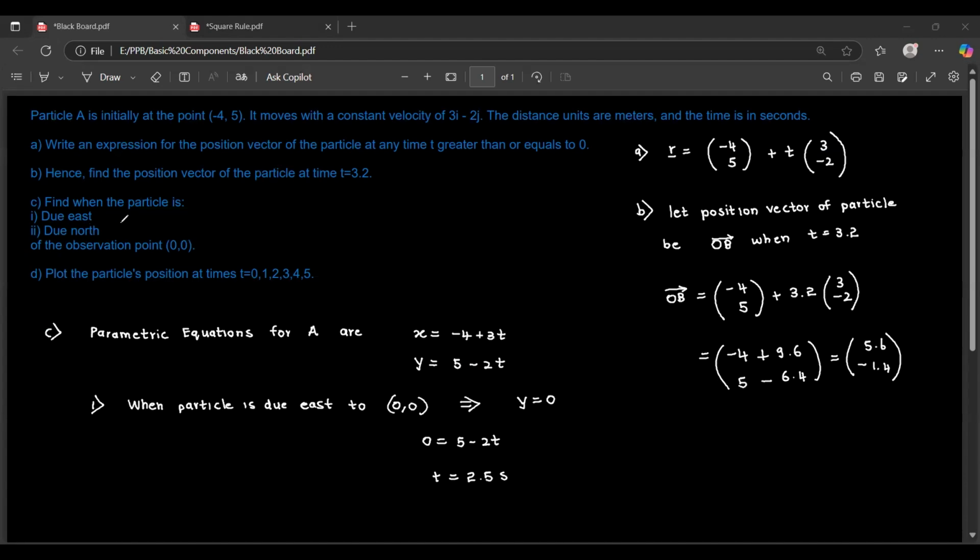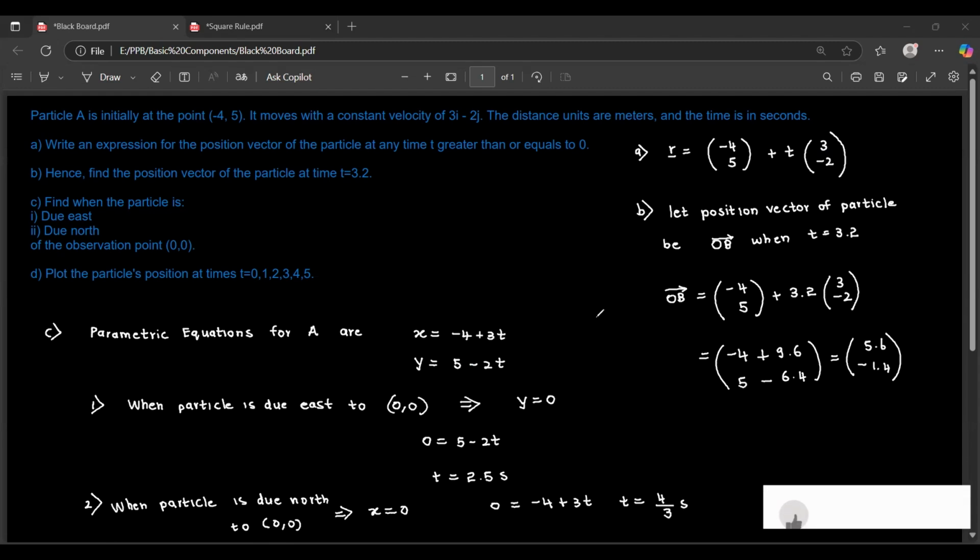Similarly, they're asking about due north. When the particle is due north to (0, 0), that implies x is equal to 0, which means 0 is equal to -4 plus 3t. So t is equal to 4 over 3 seconds, which is nearly 1.33 seconds.